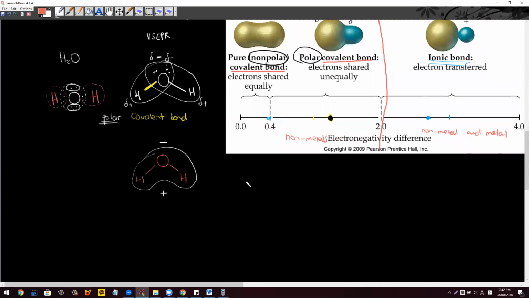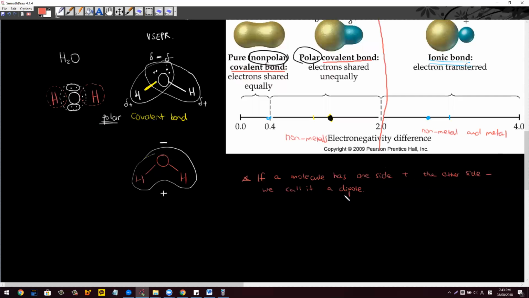Now write this down. If a molecule has one side positive, the other side negative, we call it a dipole.